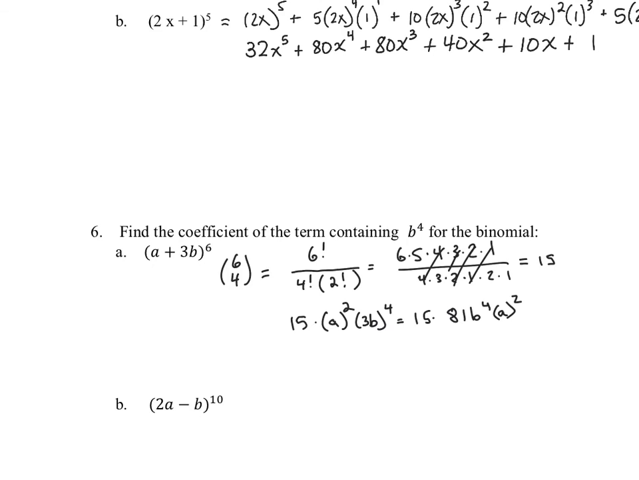by 15. So the coefficient is 15 times 81, which is 1,215 a squared b to the fourth.